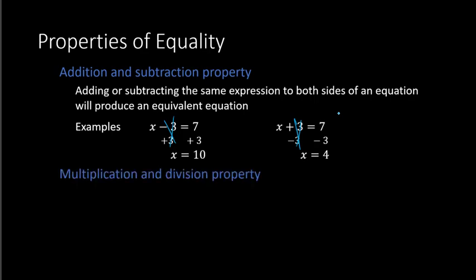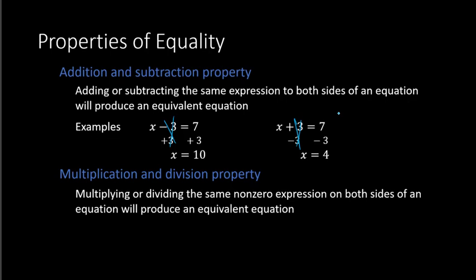And then next we have the multiplication and division property. And this is basically the same thing as the addition and subtraction property. This property says that we can multiply or divide the same non-zero number on both sides of an equation to produce an equivalent equation. So for example, if we had 3 times x equals 15, to solve for x, we do the inverse of multiplication, which is division. So we divide both sides by 3. 3 divided by 3 would cancel. You're left with x on the left side. 15 divided by 3 gives you 5 on the right side. So your solution, or root, would be x equals 5.